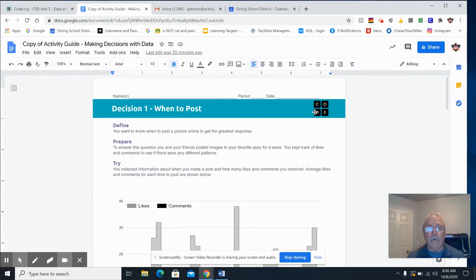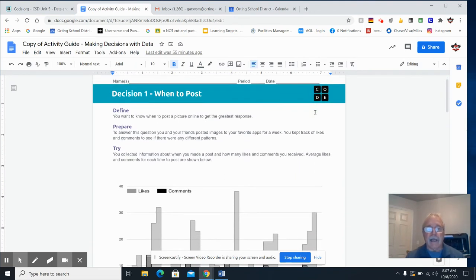Okay, the first part, when to post. And what does that look like? Define, prepare, try, and reflect. All right, so we're going to go through that process. First of all, we want to define what we're looking for. You want to know when to post a picture online to get the greatest response.